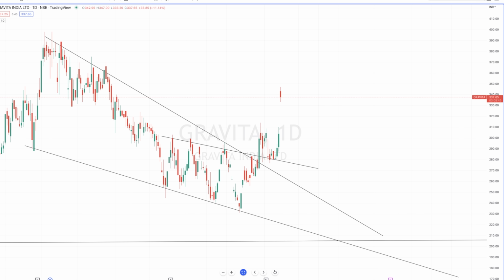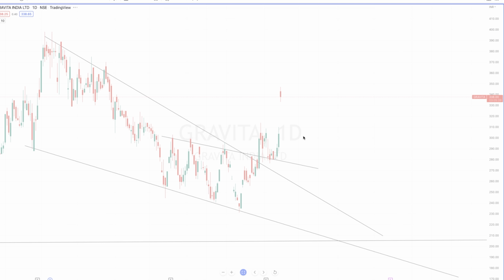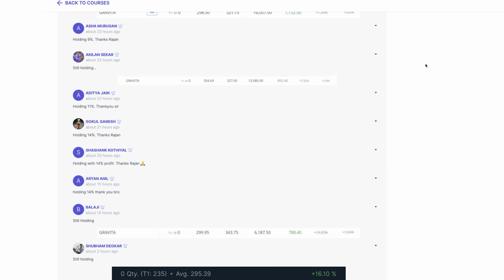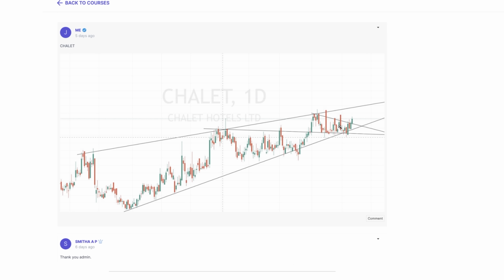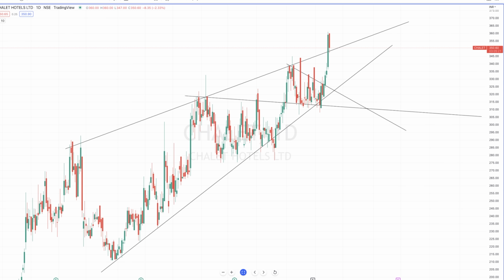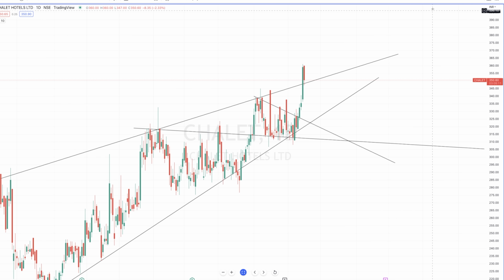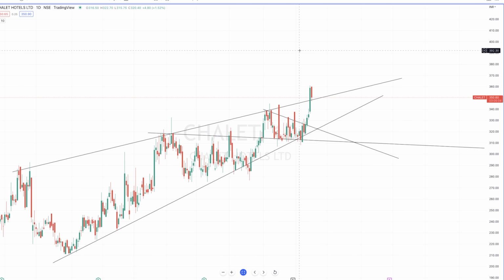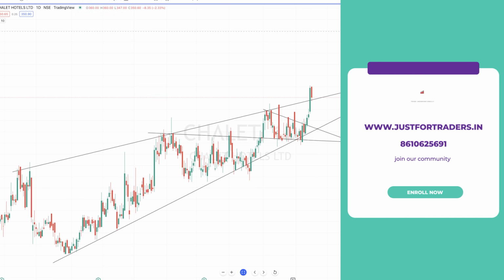Recently we traded Chalet Hotel, also Chalet or Chalet, I don't know how to pronounce it. Look at this. I posted this, and this is the mini triangle pattern inside this pattern, and look at this move. Amazing, right? Some 7-8% in 3 days. So your job is to find setups like this. If you just do your homework for 2-3 hours, you can find setups like this for sure. Or if you do not have the time for 2-3 hours, you can consider joining.